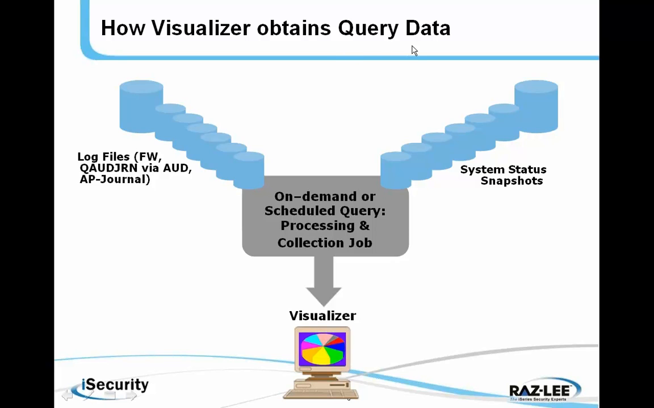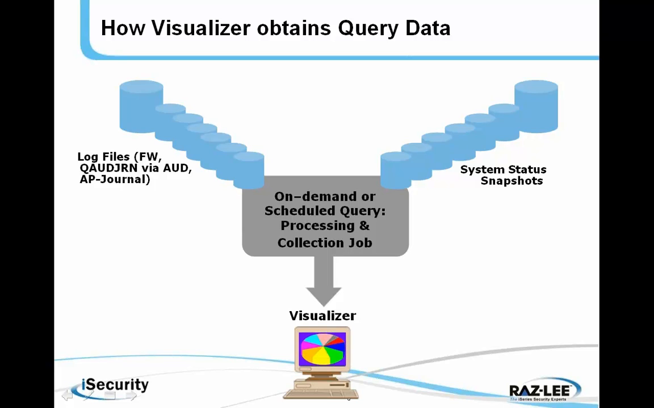In the same way, when we're talking about query data, again, there is a processing and collection job, which is run either on demand or via the scheduler of iSecurity, which reads log files from firewall, regarding QAudit Journal as well, the AP Journal log files, and at the same time can access system status snapshots.